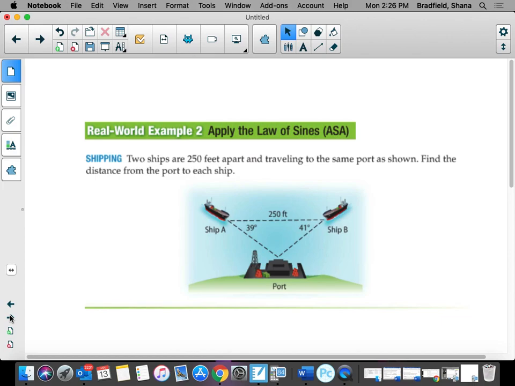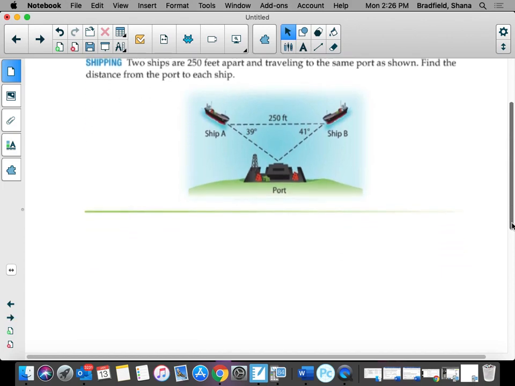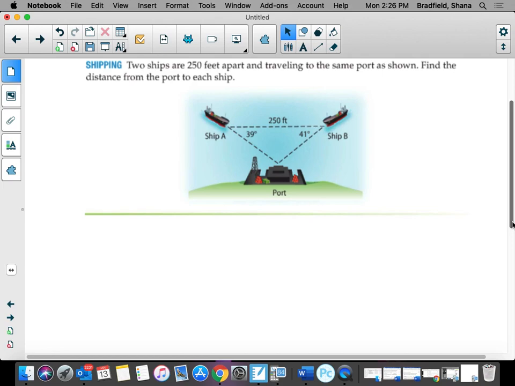Here's another one where we're applying the law of sines. In this case, we have an angle side angle, which also applies to what we did before, and we could set that up the same way. So we have ship A, ship B, and then port we'll let be C. And so the side opposite ship A, we'll just give that an A. The side opposite ship B will be a B, and the side opposite the port, we'll let that be C. And then it says find the distance from the port to each ship.